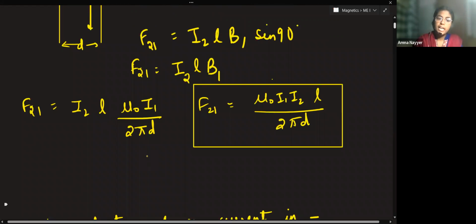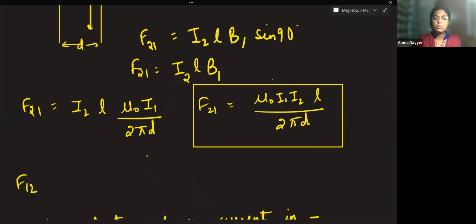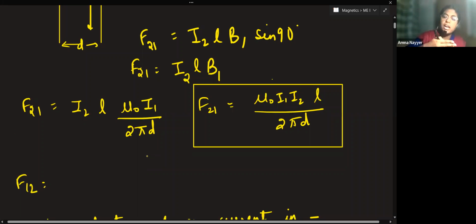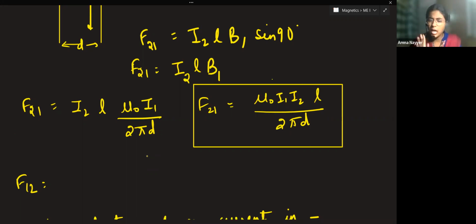Fine. If it is F12, it means force on the first wire due to the second. So see, the answer will be the same only. It's just that it will be I1 L and the magnetic field will be due to the second. You will get the answer as mu naught I1 I2 L divided by 2 pi d only. Fine. So mu naught I1 I2 L divided by 2 pi d.